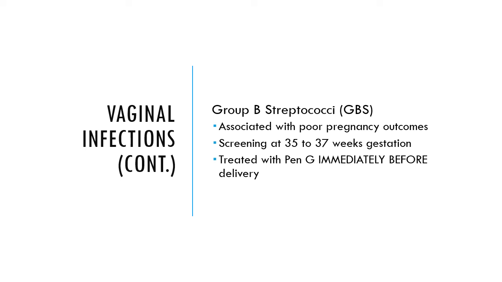If the patient is having a C-section, then we're not going to treat them because that baby is not passing through the vaginal canal where they would be exposed to the GBS. Okay. And we treat for GBS with penicillin G. Okay. It can also cause chorio infections as well. So we need to ensure that we're treating mom with some antibiotics.